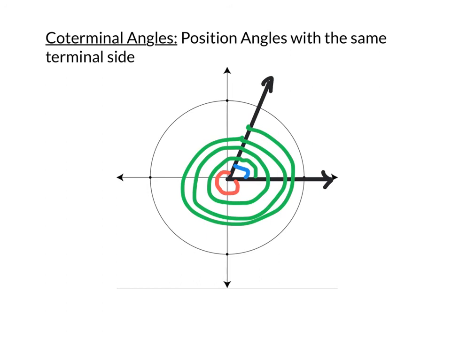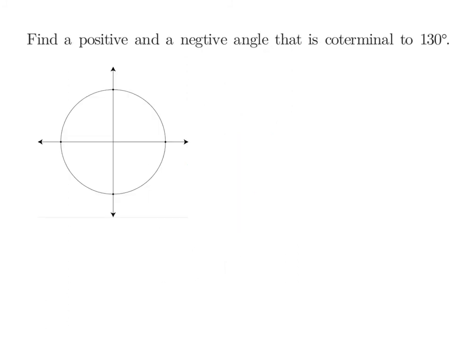Because of course, whenever we draw an angle, our initial side is always in the same spot. Right? However, it's that terminal side, the second side that's getting rotated around. If we have two angles that have different measures, but their terminal side is in the same spot, they're called coterminal. And the nice thing about them is that they're going to act exactly the same because they look exactly the same. So let's say we want to find the positive and negative angle that is coterminal to 130 degrees.